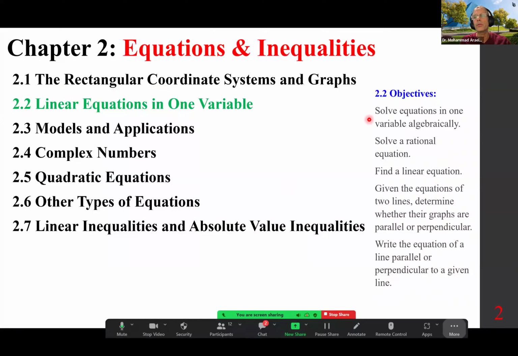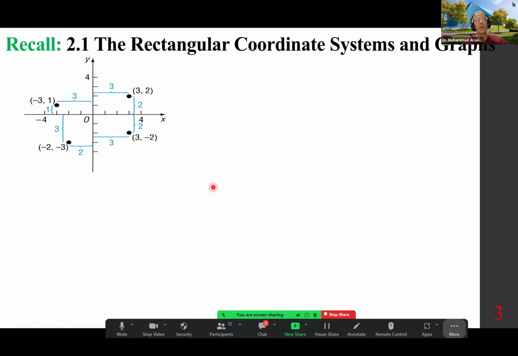The objectives are to solve equations in one variable algebraically, solve rational equations, and find a linear equation. Given the equations of two lines, determine whether their graphs are parallel or perpendicular. Write the equation of a line parallel or perpendicular to a given line. By the way, all of this stuff we have seen in previous courses, just a reminder.